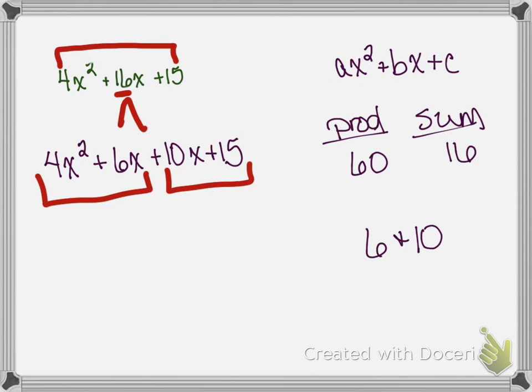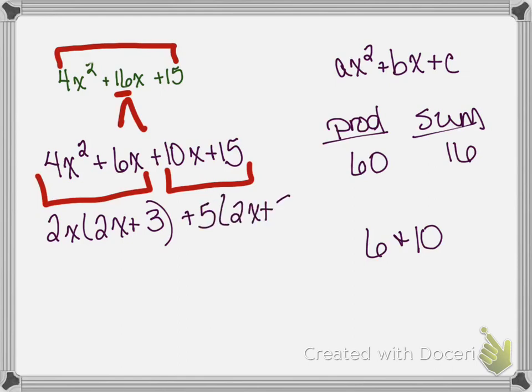Okay? At this point right now, I'm going to pull a 2x out using the grouping method. Okay? Here I'm going to pull a 5 out. And my final answer here is 2x plus 5 and 2x plus 3.